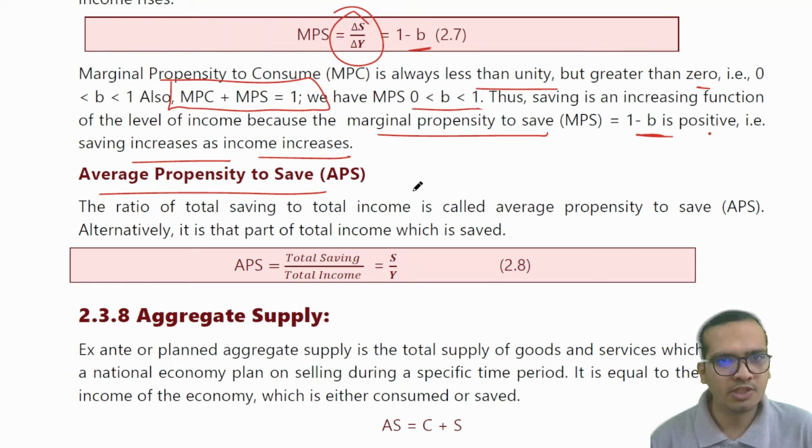APS, average propensity to save. The ratio of total saving to total income is called average propensity to save. Alternately, it is that part of total income which is saved. So APS equals saving divided by income, that is, S divided by Y.